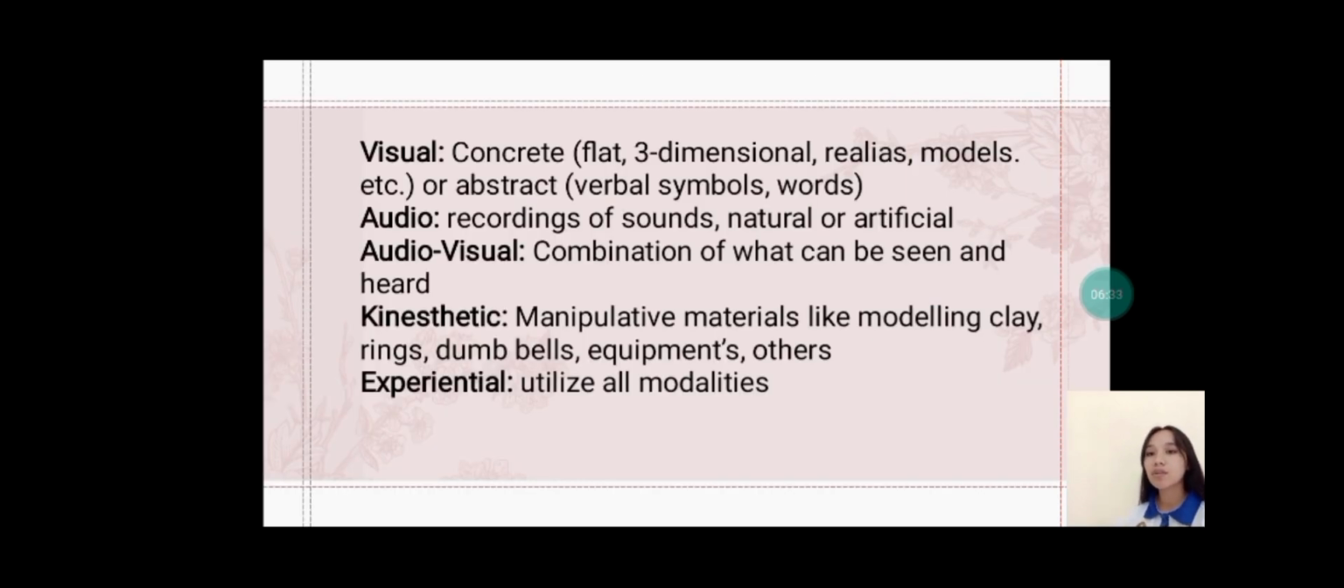So regardless of the amount of remembering from concrete to abstract, each layer contributes to learning and requires instruction, support, materials, and these are the following. So number one is visual. This includes pictures, charts, diagrams, maps, posters, and others. And it could also be abstract. These are verbal symbols and written words. Another is audio. Examples are recordings of sounds like music. It could be natural or artificial sounds.